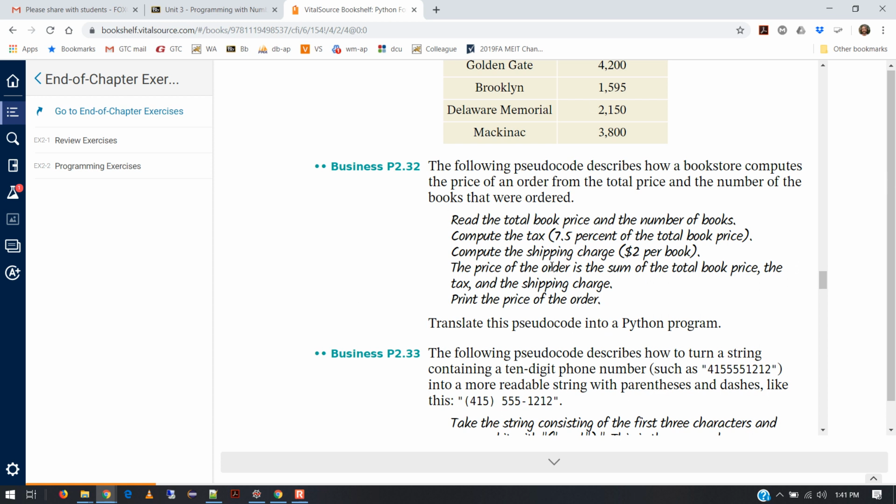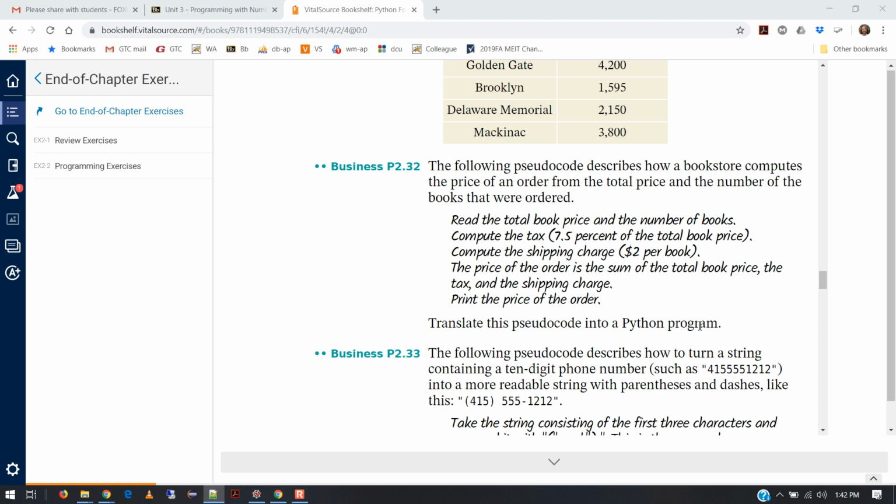All right, and then compute the shipping charge, so $2 per book. All right, so I got 10 books and 20 bucks. The price of the order is the sum of the total book price, the tax, and the shipping charge. Print the price of the order. That's our goal. Sounds a little complicated, but really, it's not quite so bad.